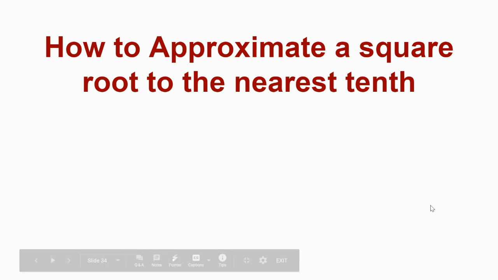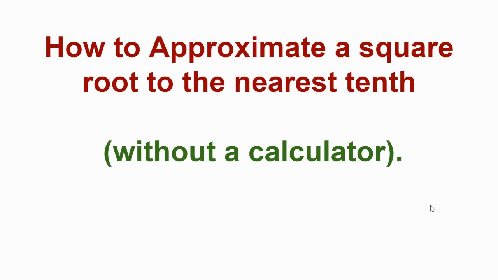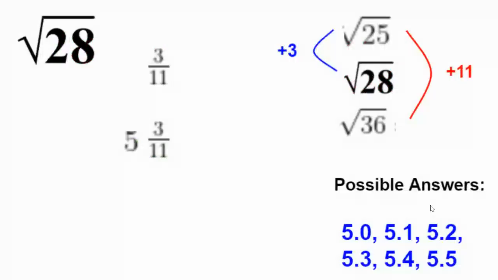Okay, so we're back at it. How to approximate a square root to the nearest tenth without a calculator, part 2. All right, so remember, we left off right here when we were looking for the square root of 28. We knew what the possible answers were. We'd figure out our fraction, right, which is that, of course, first distance over the total, right?